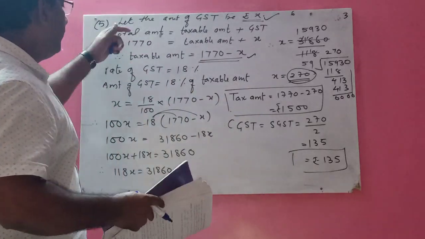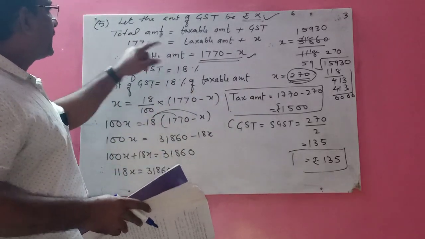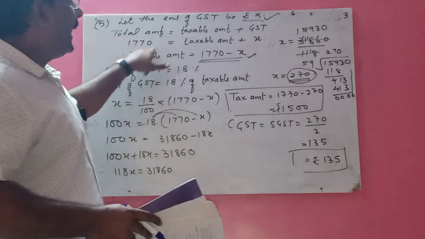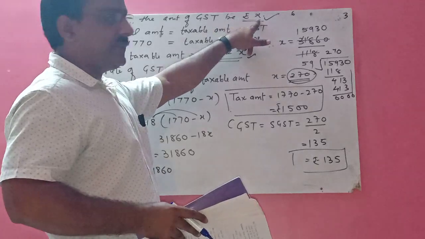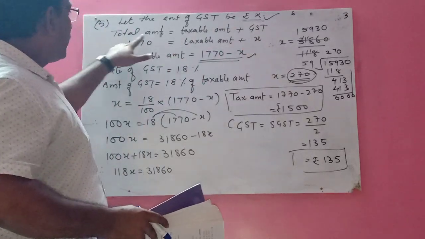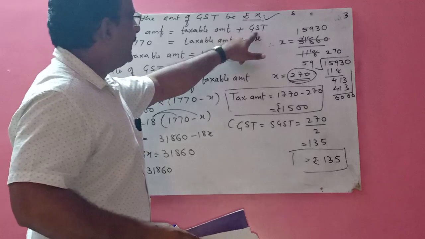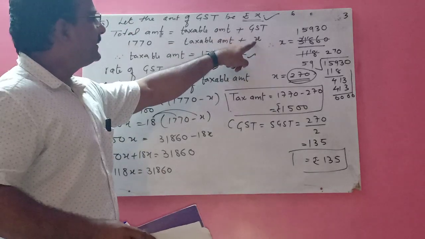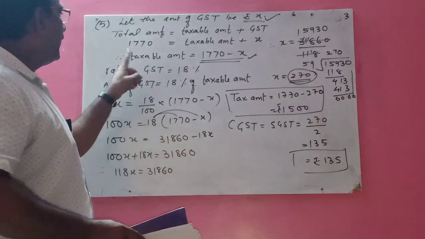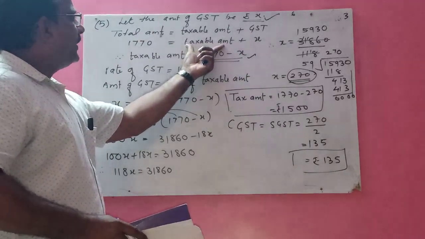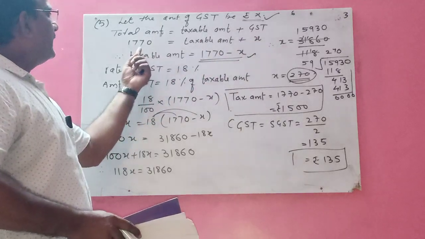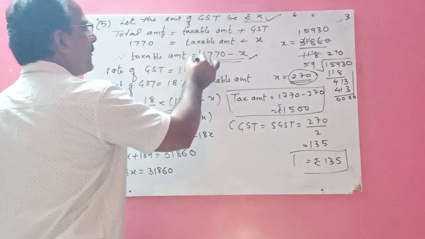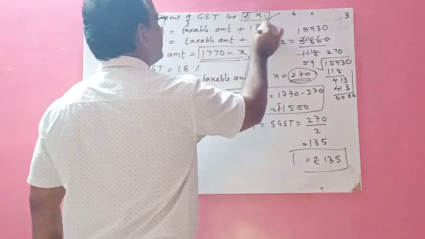So children, once again I am repeating this sum. See here, in this case the total amount is given, 1770. I have taken GST as rupees X. As you know, total amount means what? Taxable amount plus GST. So write down here 1770, GST as X, transfer this side here. So you will get taxable amount is equal to 1770 minus X. So taxable amount is this and GST is this.